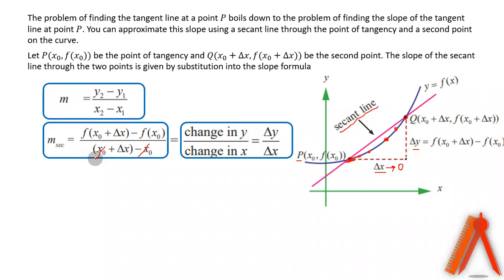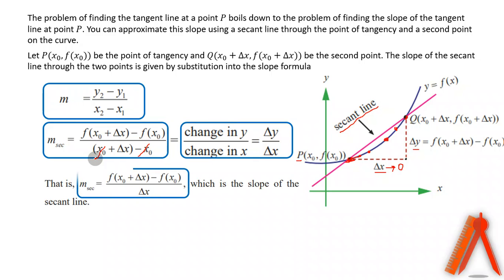This is the change in y, I already mentioned this. Simplifying this, we get the slope of the secant line, that is m secant, equal to f of x naught plus delta x minus f of x naught upon delta x, which is the slope of the secant line.